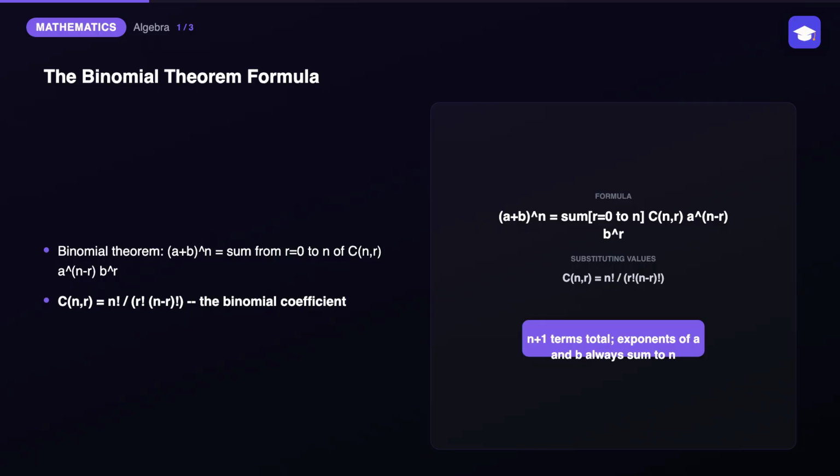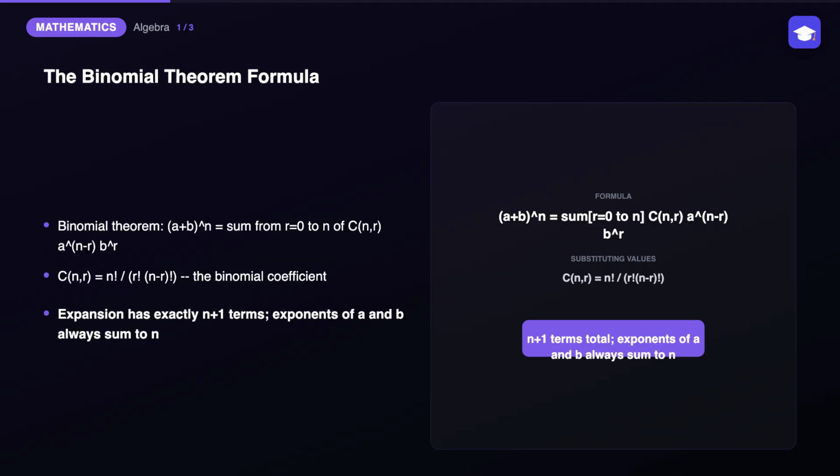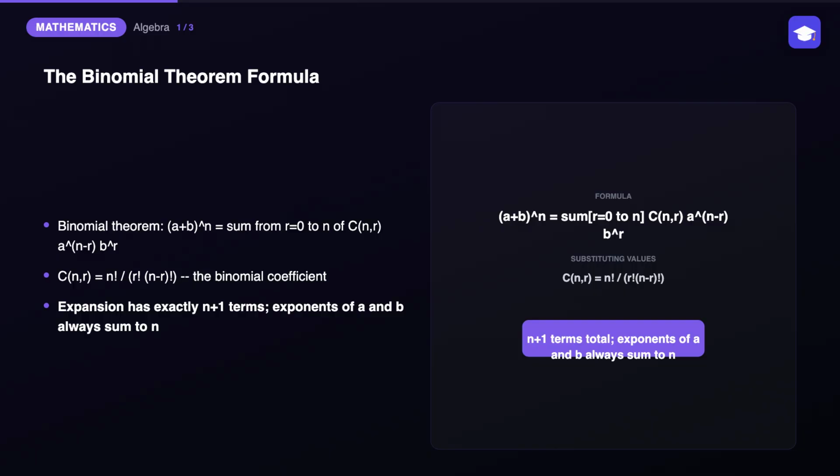This expansion contains exactly n plus 1 total terms, and the powers of a decrease steadily from n down to 0, while the powers of b correspondingly increase steadily from 0 up to n, with the sum of the two exponents in any single term always adding up to exactly n throughout the entire expansion.